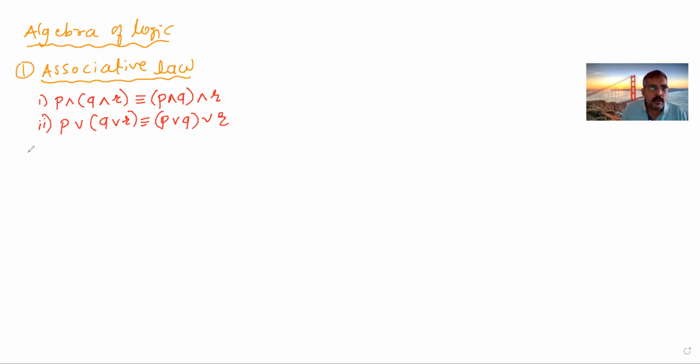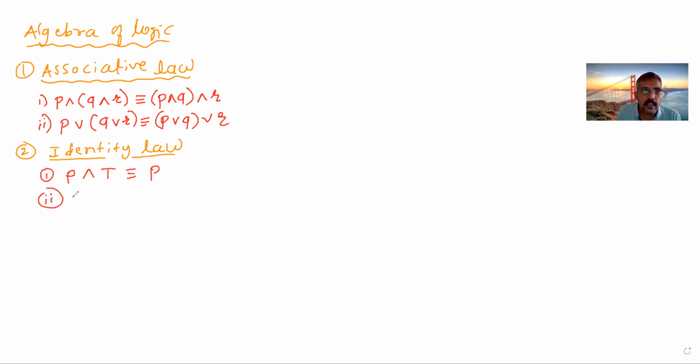The second law is the identity law. Please see what the identity law is. Keep in your mind that if we have any statement, suppose P, and we take the ANDing of this P with true, the answer is P. And secondly, if we take the ORing of this P with a fallacy, a false, the answer is P. You can check it. As you know, we have P and T.